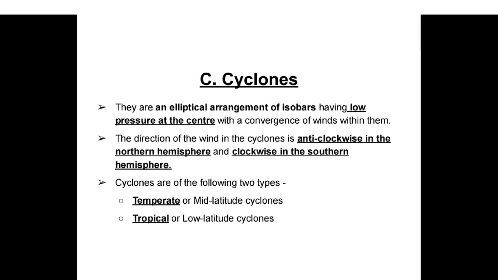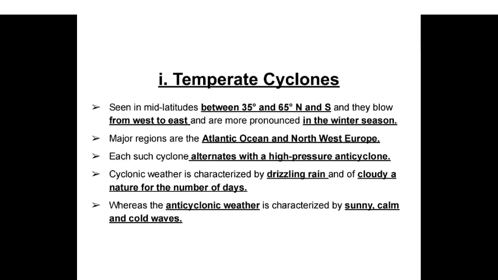Cyclones. They are an elliptical arrangement of isobars having low pressure at the center with the convergence of winds within them. The direction of the wind in cyclones is anti-clockwise in the northern hemisphere and clockwise in the southern hemisphere. Cyclones are of the following two types: temperate or mid-latitude cyclones, and tropical or low-latitude cyclones.